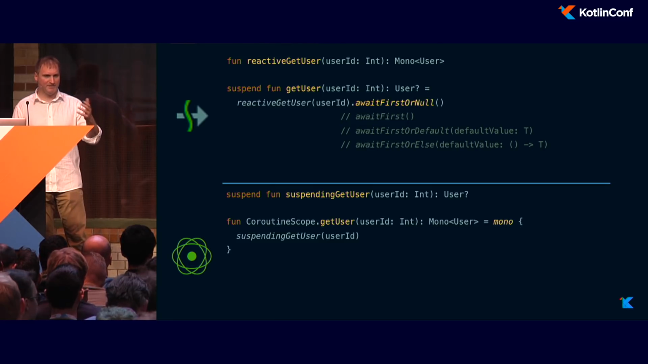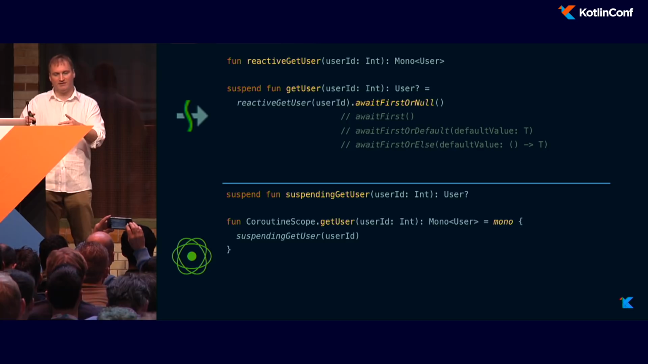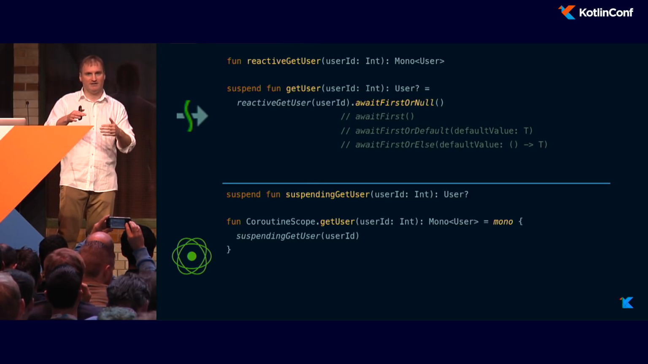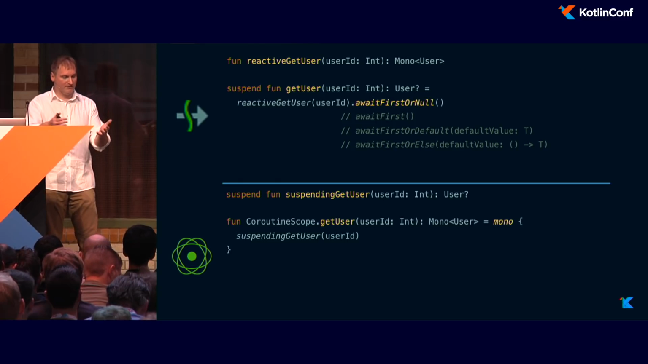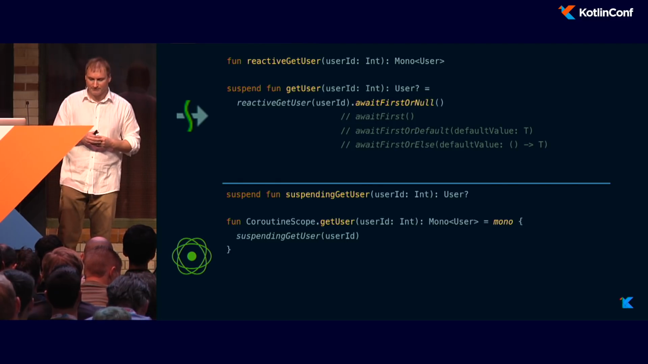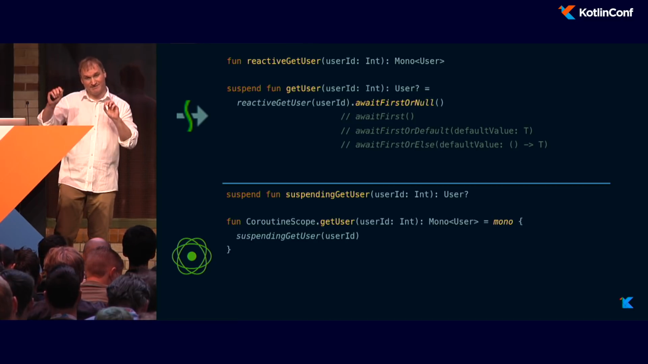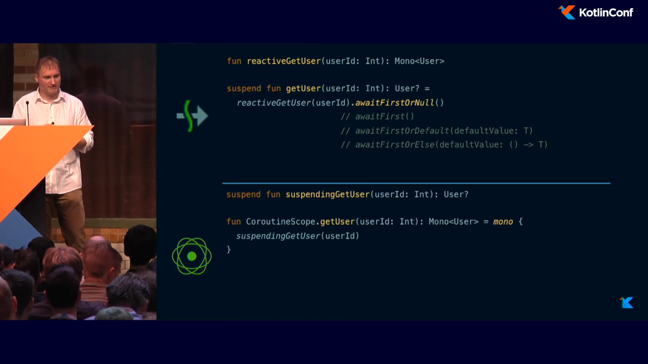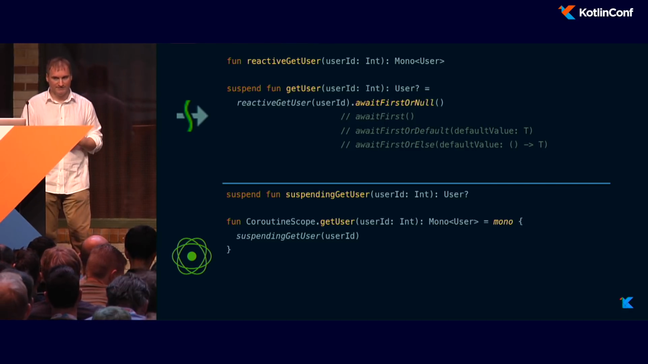And you can also do the same thing the other way around. If you have a suspending function, but you have an API which actually wants some reactive types, you can use the mono function where you pass a suspending lambda, so you can use suspending functions in that lambda, and it will provide a mono for you.